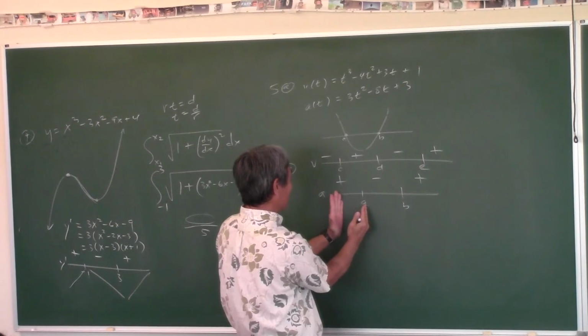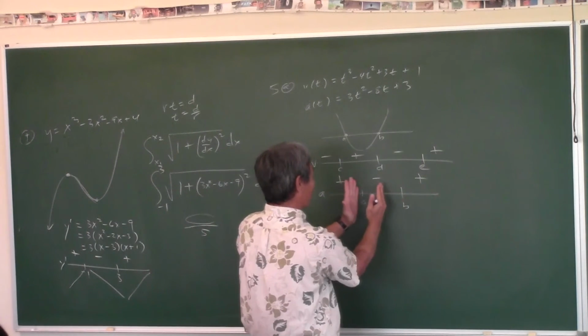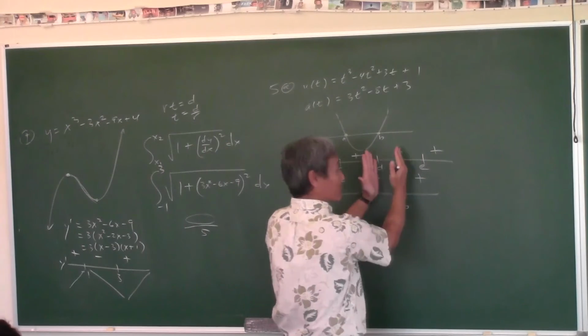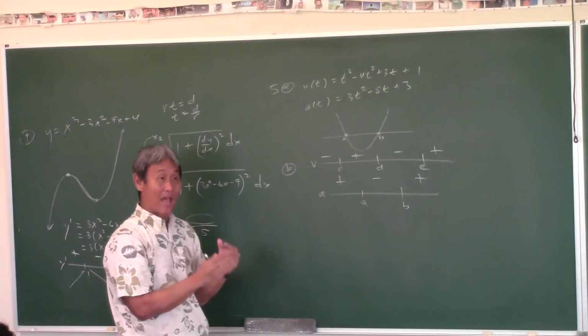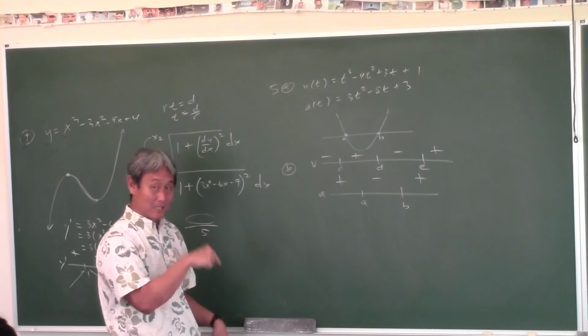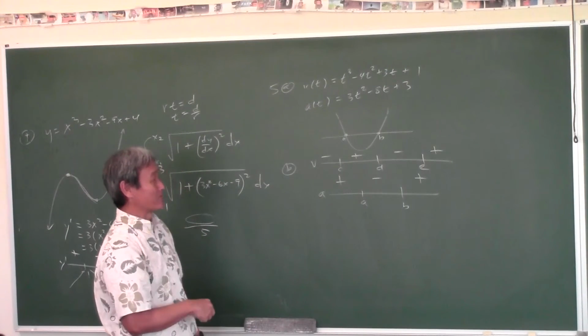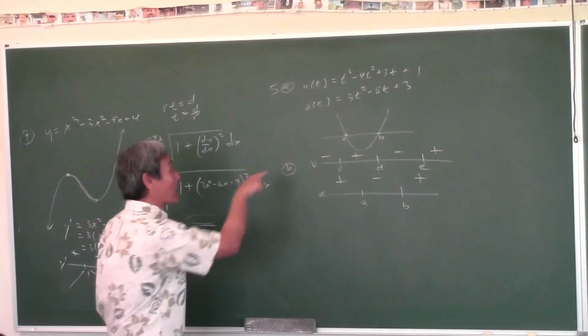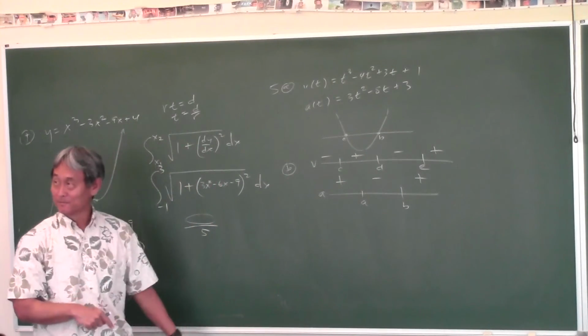Between C and A, because they're both positive. Where else? Between D and B, because they're both negative. So when they have the same sign, the speed is increasing. When they have opposite sign, the speed is decreasing. Surely you guys remember that, right? But then you gotta make these number lines. That's what you gotta do.